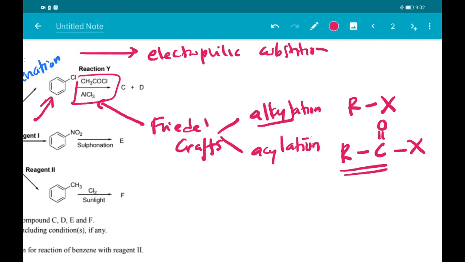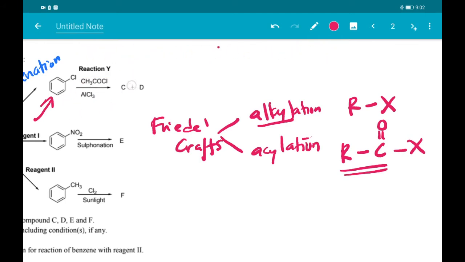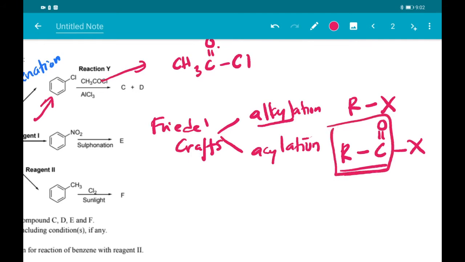So as you can see here, again, identify it by looking at the catalyst. Okay, what about this CH3COCl? The CH3COCl can be rewritten as CH3 C double bond O Cl. Again, if we look at the structure, we notice that it has the C double bond O. So clearly reaction Y can be named as Friedel-Crafts acylation. Okay, this will be the name of reaction Y.